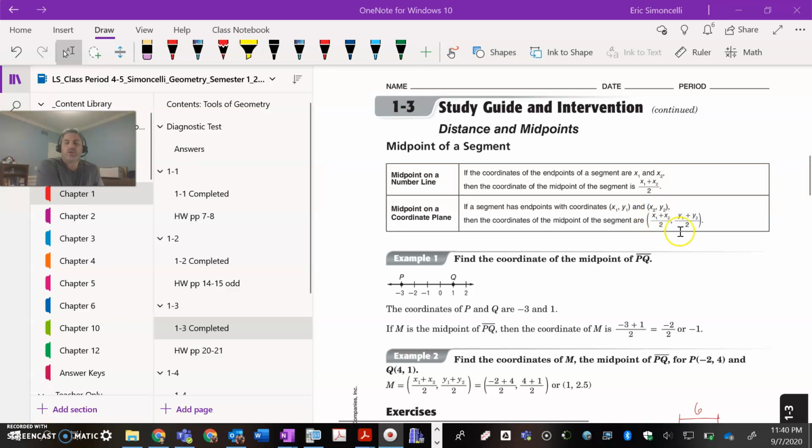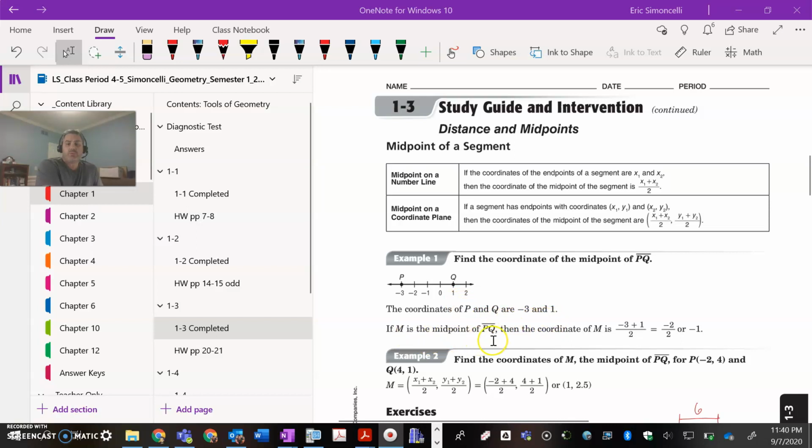You can think of it that way. You're also doing it with the y coordinates. So for the first example, it says find the coordinate of the midpoint of segment PQ. Here's P at -3. Here's Q at 1. Those, as they say, are the coordinates.